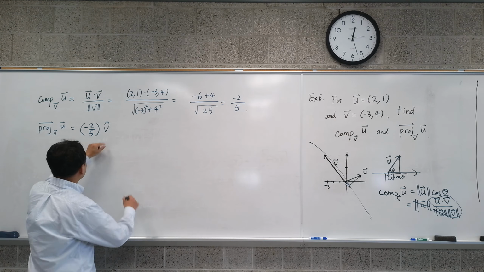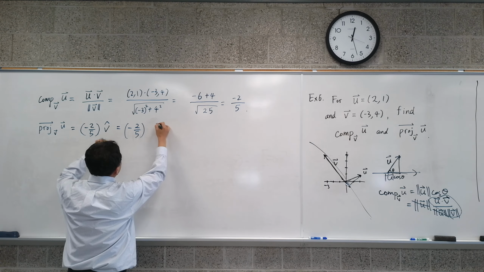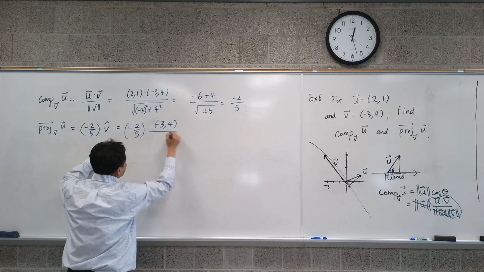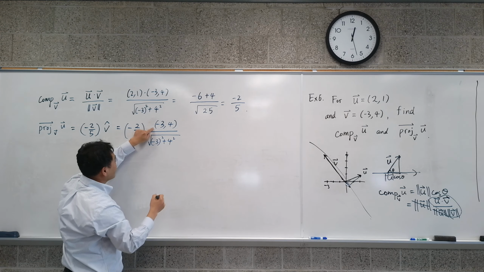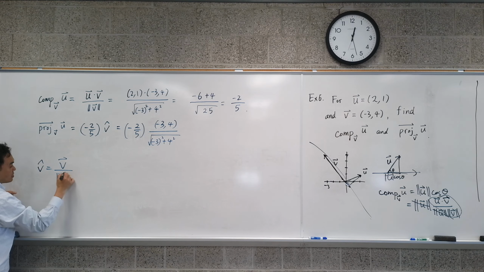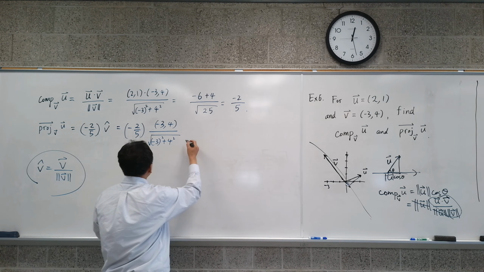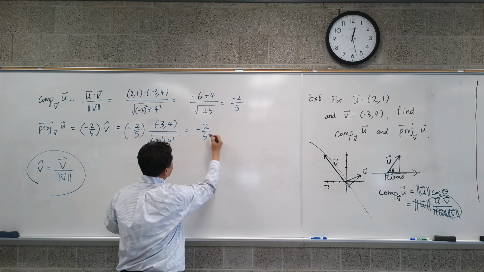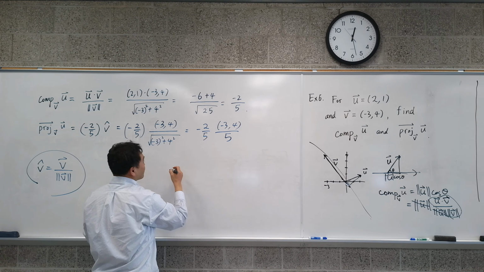Understood? Where v hat means it's the resized version, the normalized one. Okay? But what is v hat? v hat is -3, 4 divided by square root of -3 squared plus 4 squared. Okay? v hat is v vector divided by the norm of v. Always the normalization is you divide the vector by its size so that the size becomes 1. Okay? So I'm just using it here, which now becomes -2/5 times -3, 4 over another 5.